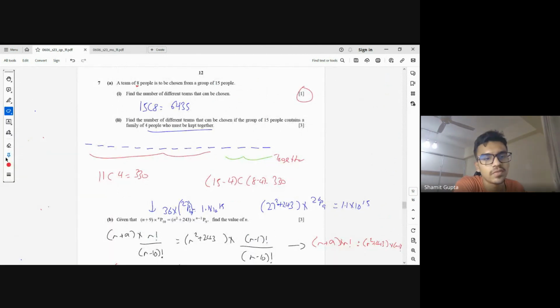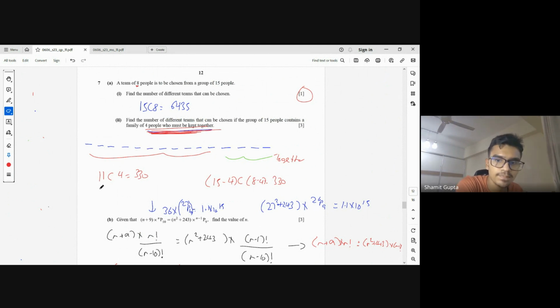Oh, it's a family of 4 who must be kept together. That means only those 4 people can be kept together. It's not that those 4 people must be in the team. So if it's without the family of 4, it's either that those 4 people are together or are not together. They say the family of 4 must be kept together. It doesn't say that the family of 4 must be kept in the team. So if they're in the team, they're in together. If they're not in the team, they're not in together.